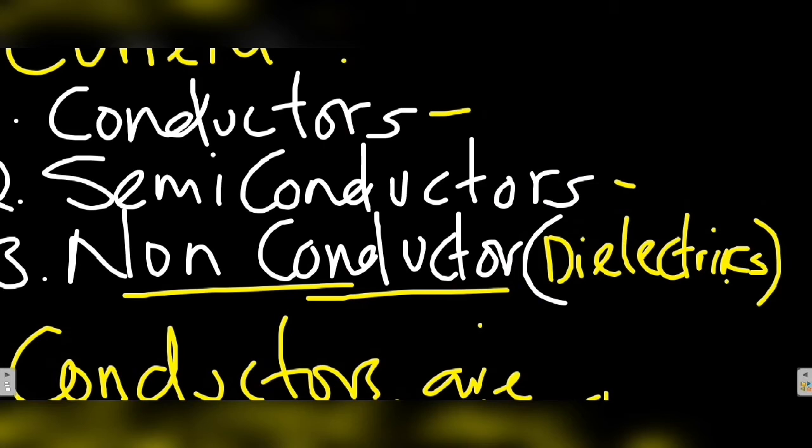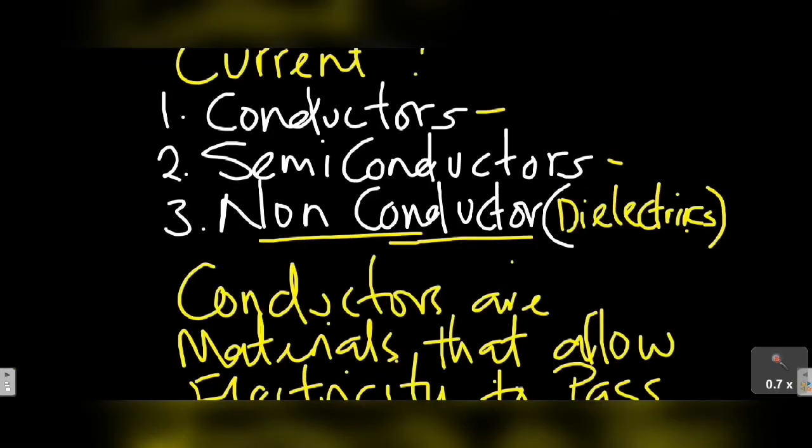Semiconductors are materials that at one point in time would allow electricity to pass through them, but at another point in time would not. This depends on the amount of heat that you apply to them. That is what determines whether these materials conduct or don't conduct.